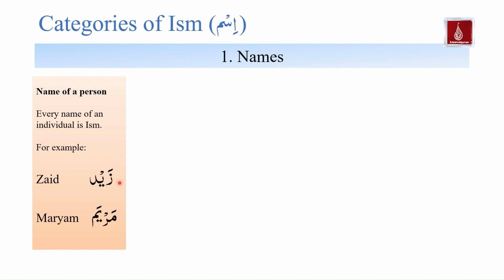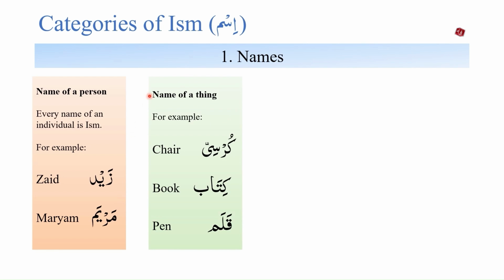For example, the name Zaid. Zaid is the name of a person. Therefore, Zaid is an example of ism. Similarly, Maryam is the name of a person. Thus, Maryam is an example of ism. Ism can also be the name of a thing. For example, kursi, which means chair, kitab, which means book, and qalam, which means pen. So far, we have ism as the name of a person and ism as the name of a thing.